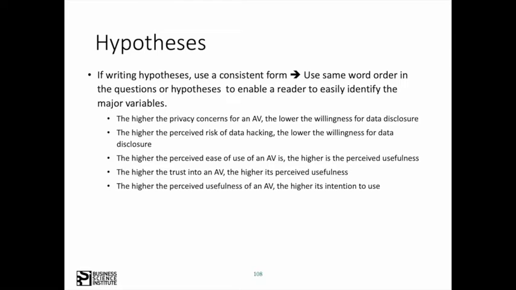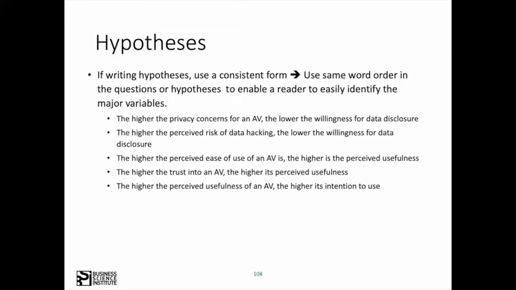So give directional hypotheses and not only the link. For example, trust is related to perceived usefulness, or perceived usefulness is related to intention to use, or privacy concerns are related to willingness for data disclosure. So it's important to give the direction of the hypothesis.